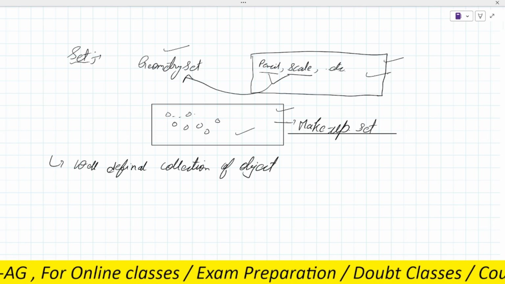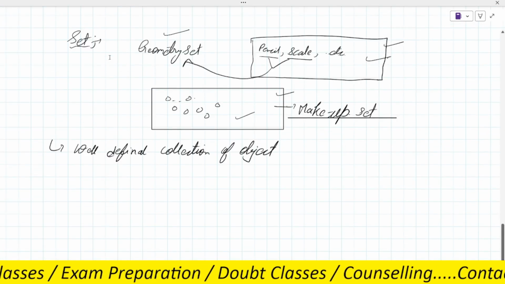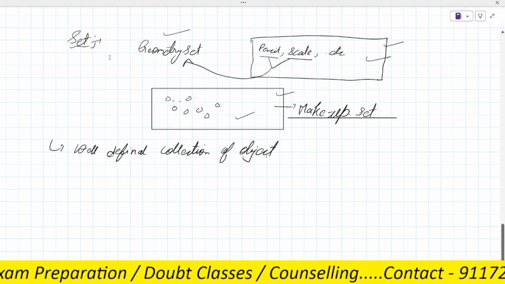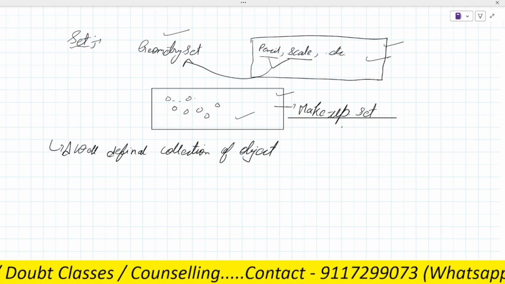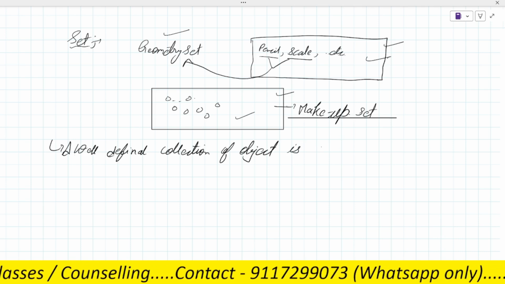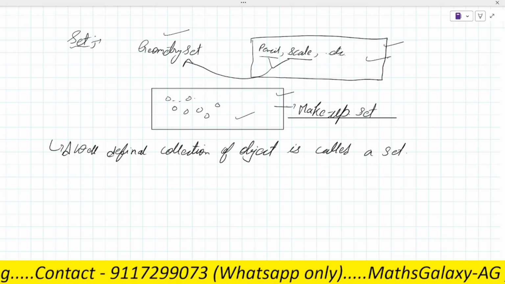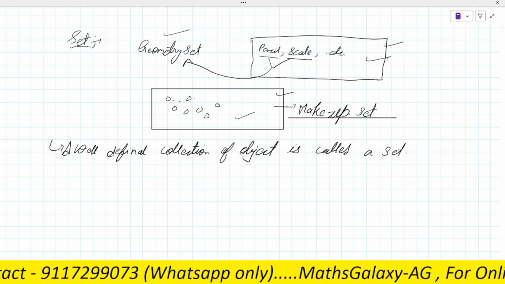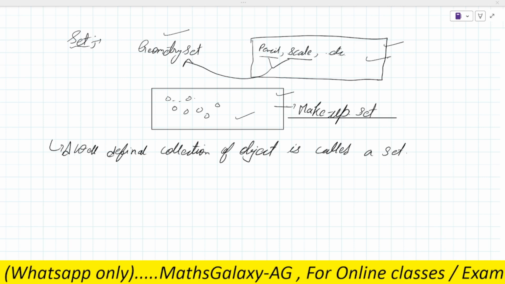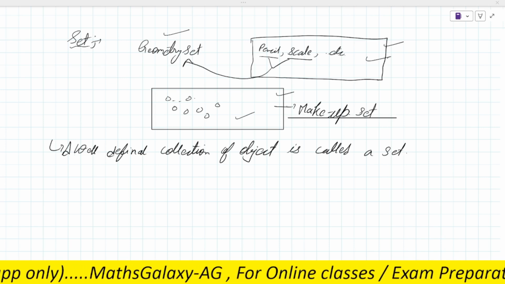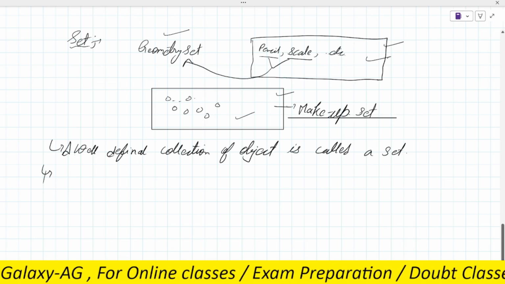This thing we have already learnt in 11th class, right? So what can you say about the set? A well defined collection of objects is called a set. Is it clear or any doubt till here? No, sir.